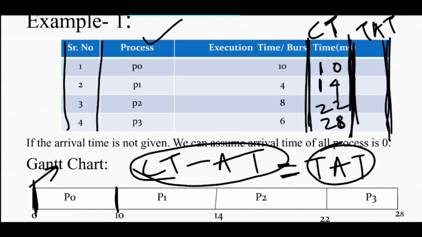Here you are seeing the Gantt chart. A Gantt chart should be a must. You have to draw the Gantt chart because it is easy. Because if I erase the table, you can find all the details inside the Gantt chart. Okay, then the turnaround time will be 10 minus 0, which is equal to 10. The process P0 remains inside the CPU for 10 seconds or 10 units. Okay, and the execution time is also 10 seconds.